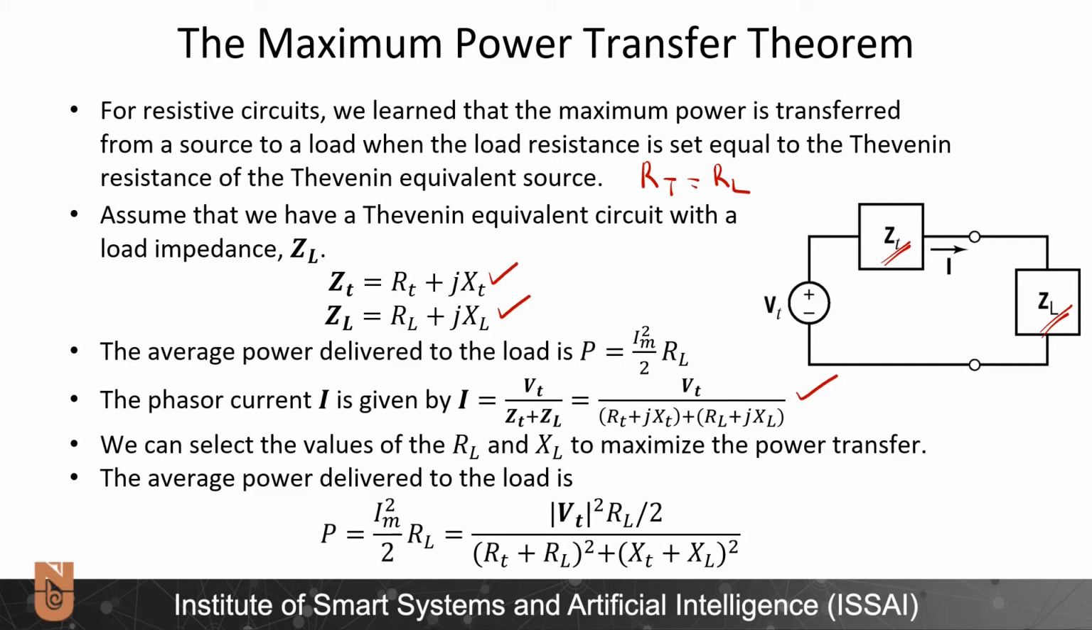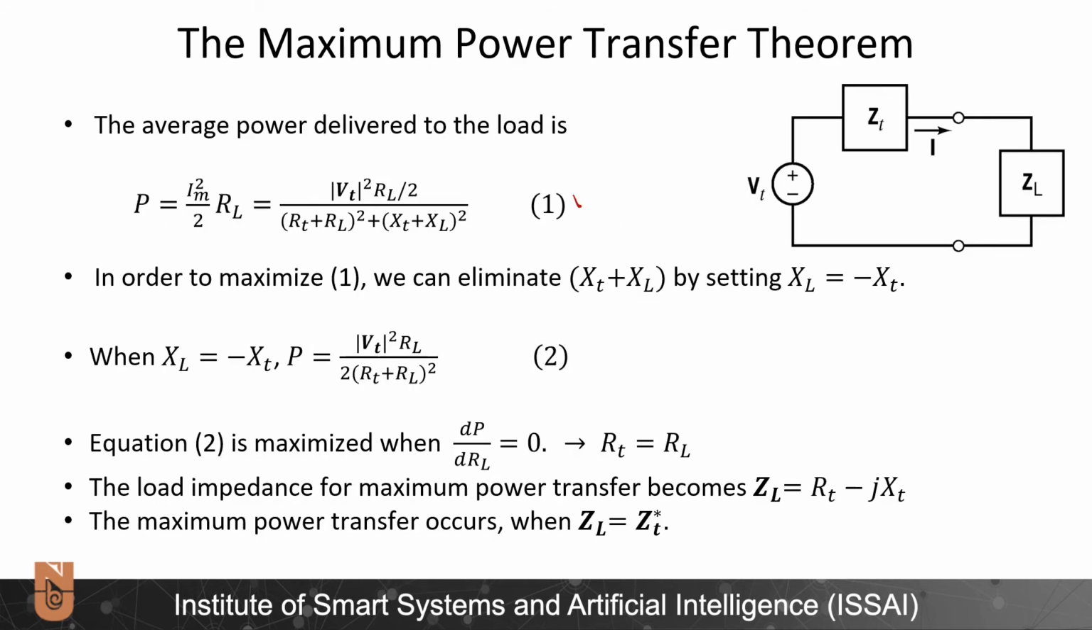One thing you need to be careful about is that we cannot have negative resistances, but we can have negative and positive imaginary loads. So the average power delivered to the load will be given by this expression here. Now we need to find the condition when this will be maximized.